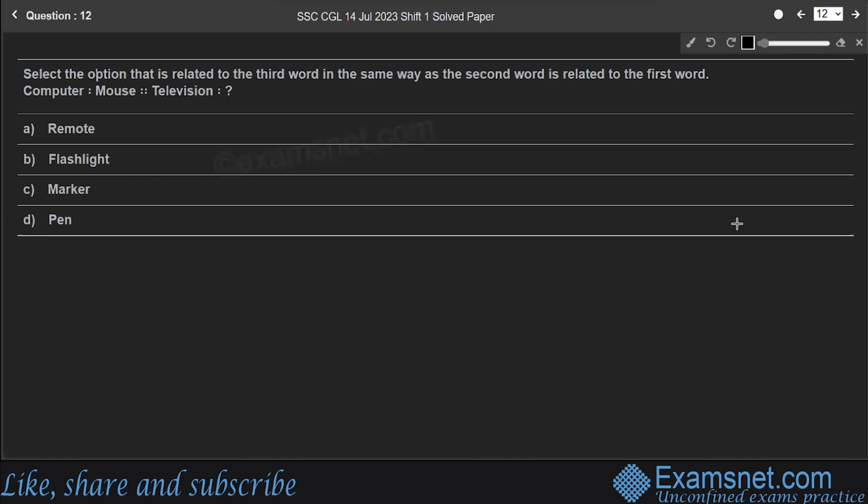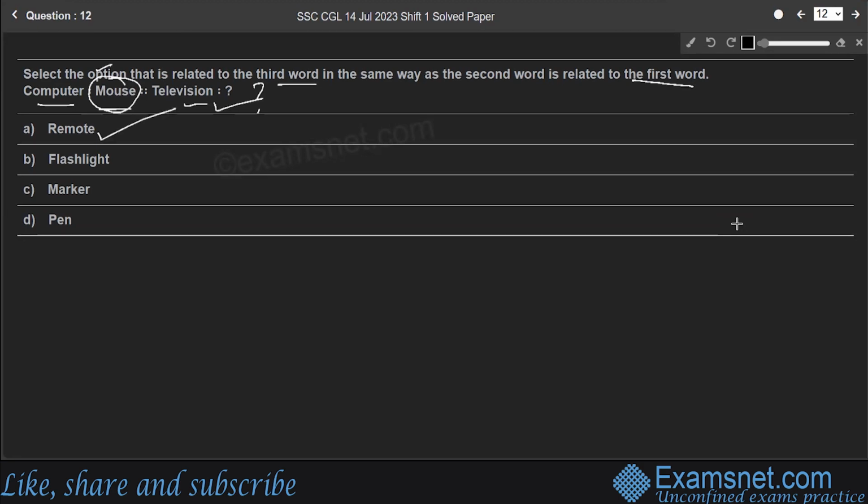Question 12. Select the option that is related to the third word in the same way as the second word is related to the first word. Here, computer is related to mouse. Therefore, television is related to? So here the second word is mouse, right? Second word is a device or accessory. Mouse is a device or accessory that is commonly used in conjunction with the first word, right? Mouse is a device that is commonly used with the computer, right?